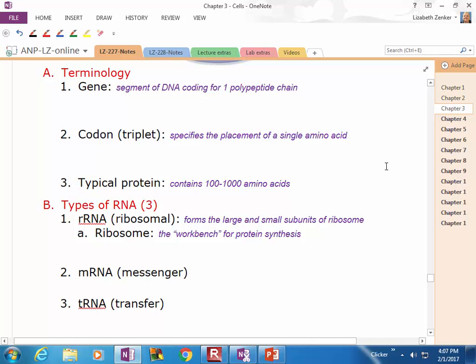So a gene is a segment of DNA coding for one polypeptide chain. So for example, if we have our DNA strand here, it could have multiple segments on it, which it does, and one segment here would be gene number 1. This would be gene number 2, gene number 3, gene number 4, gene number 5, and so forth, however long that strand of DNA ends up being.